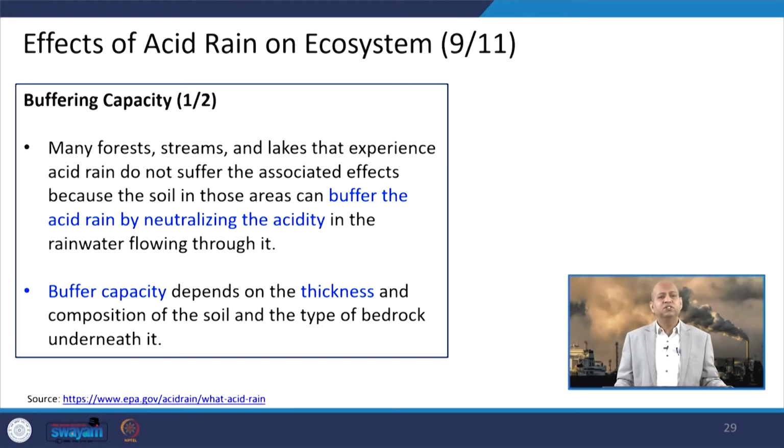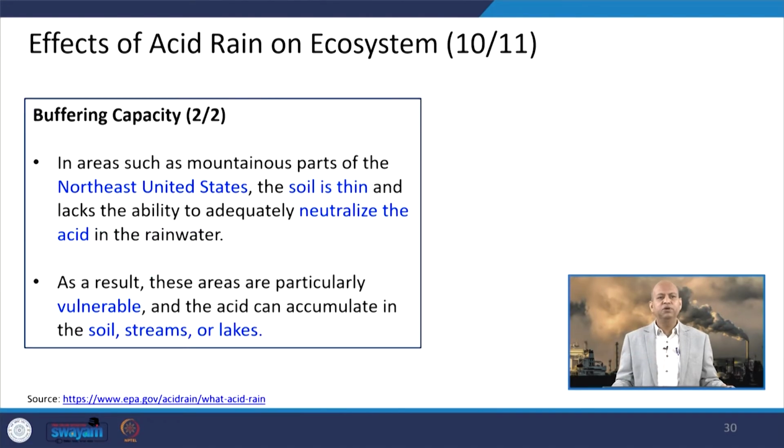So, if buffering capacity is there, then sometimes that negative effect on the plants may not be translated in that form, because that soil can do buffering kind of activity. That means they absorb that acid, and that negative impact is not translated to the plants. But it depends upon the quality of the soil, and different minerals or organic materials, or calcium carbonate, present in the soil, which can neutralize the acid rain. So, those kind of buffering capacity may be available, but it depends upon the location.